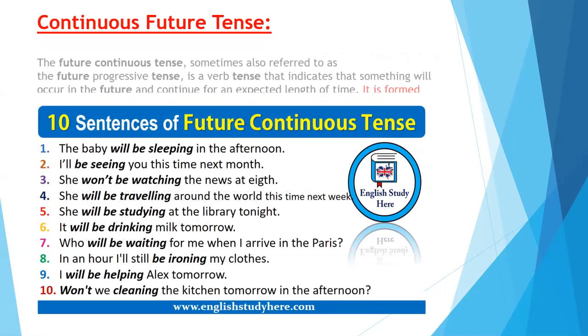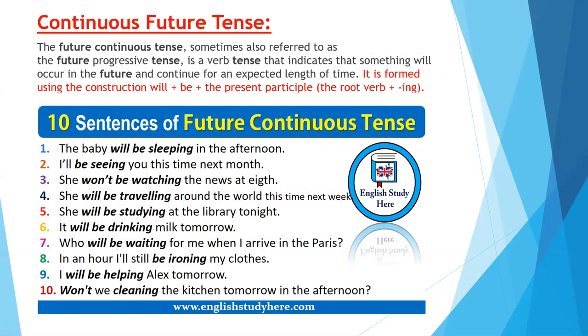And here we have continuous future tense. It's a bit different. Again, remember for continuous, always ing at the end of the verb. So this will be the baby. If I had to say the baby slept and put it into the future continuous, the baby will be sleeping in the afternoon. Again, will be, okay, or shall be for I and for we.